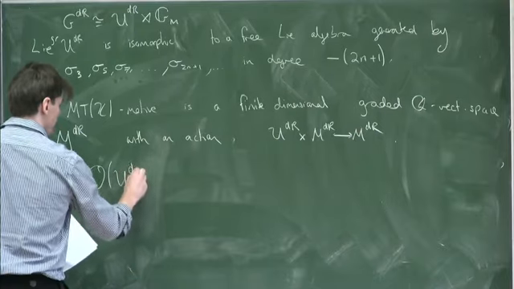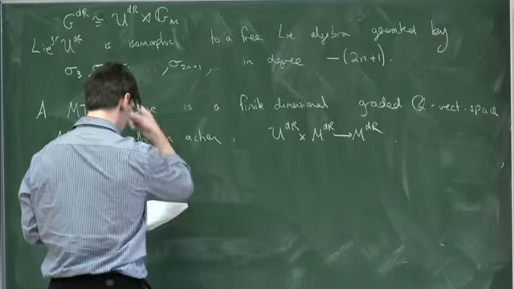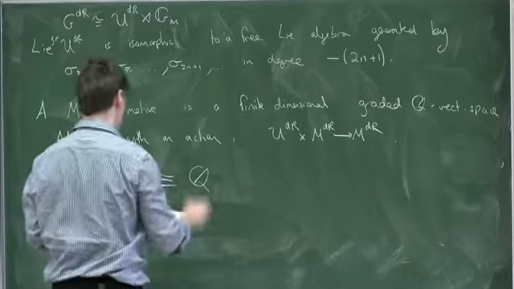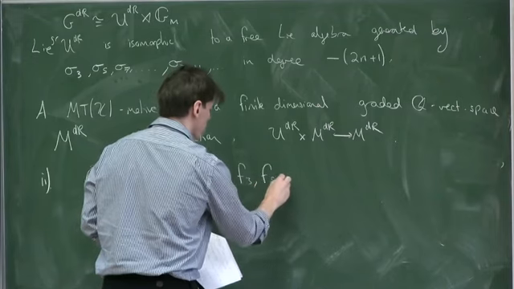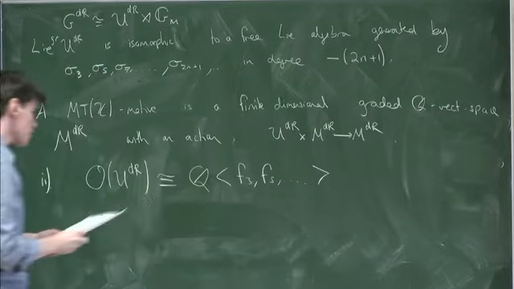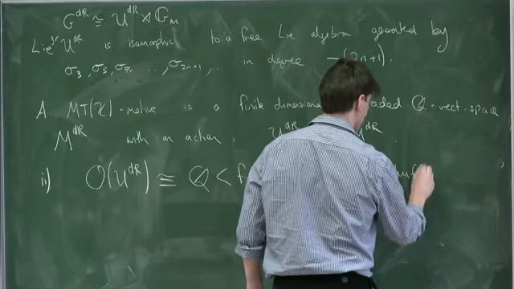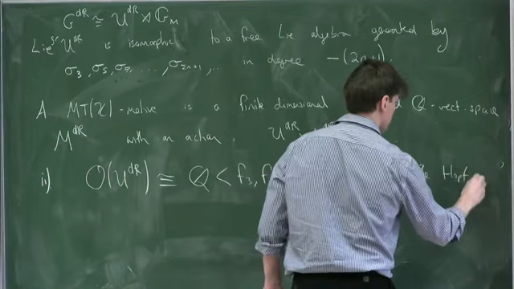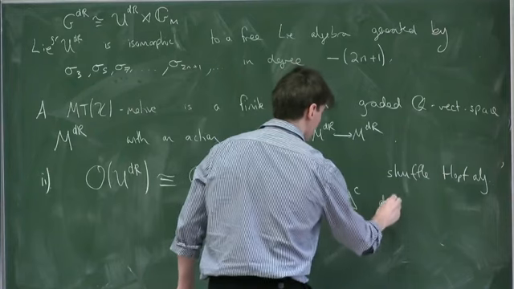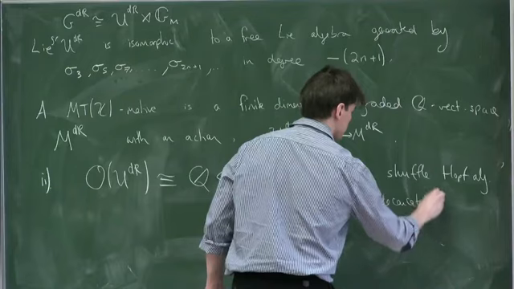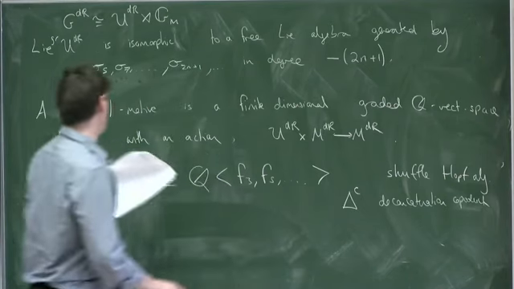So the ring of regular functions, which is what I need on U_dR, is the graded dual of the universal enveloping algebra of this thing. And this is what I will call, with the same notation as before, the shuffle Hopf algebra with the deconcatenation coproduct. So this is the ring of functions on this group.